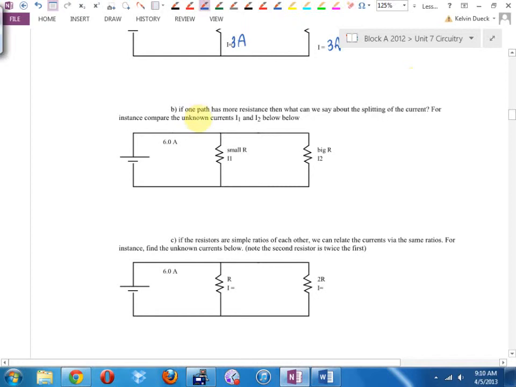Oh, if one path has more resistance, then what can we say? For instance, compare the unknown currents I1 and I2. Big resistance, scary hill. Small resistance, easy hill. We're going to say people are scared, so people will go to the easier hill. Now, I know in a real mountain, it's, oh no, the tougher hills are more popular. The ski hill analogy only carries us so far. So we're going to pretend we have timid skiers.